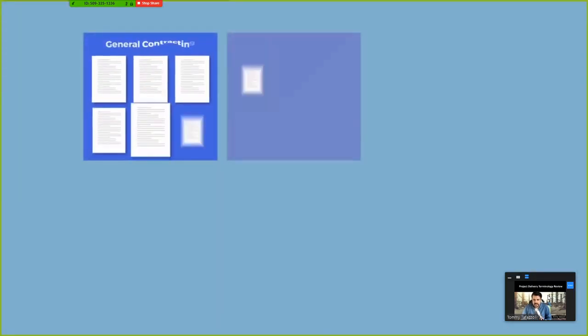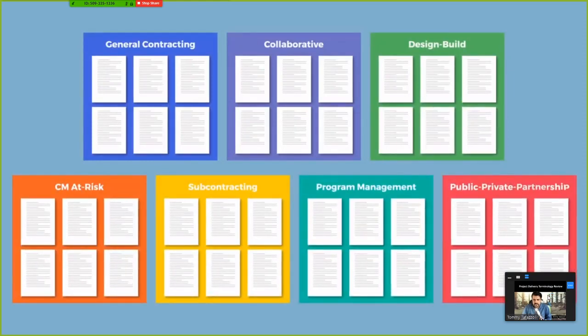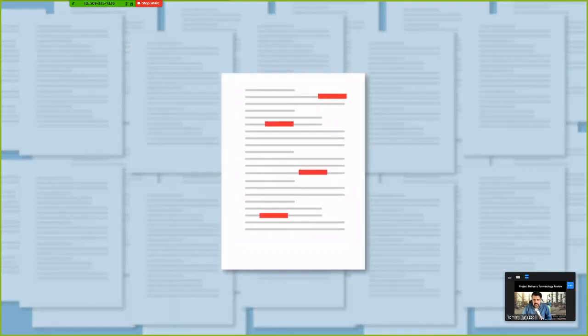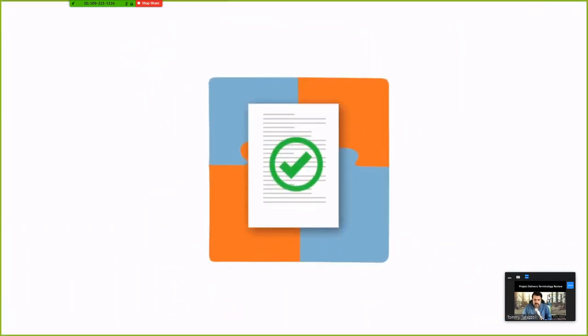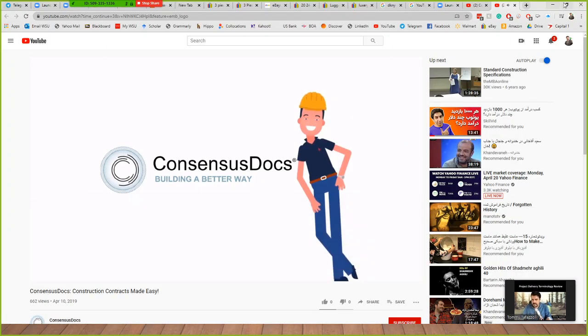With a catalog of more than 100 industry-tested contracts, you have a lot to choose from to address your needs. And if you need to make edits, documents can be easily modified to suit your project. Consensus Docs is here to serve your needs as a versatile business solution and one-stop shop for all your contract needs. Consensus Docs, building a better way.